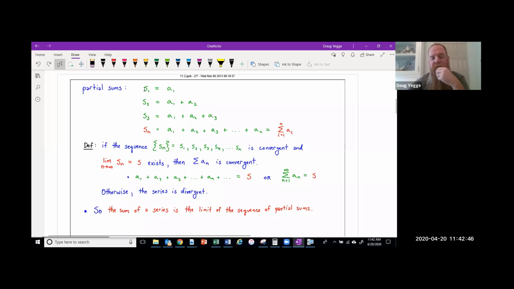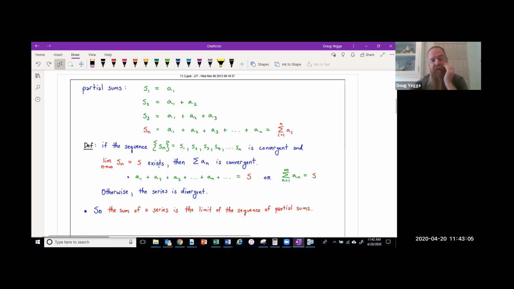We refer to partial sums by the letter S, capital S. And so S3 would just mean add up the first 3 terms. Sn would mean add up the first n terms. And so if the sequence of partial sums here is convergent, okay, then the whole sum is convergent.